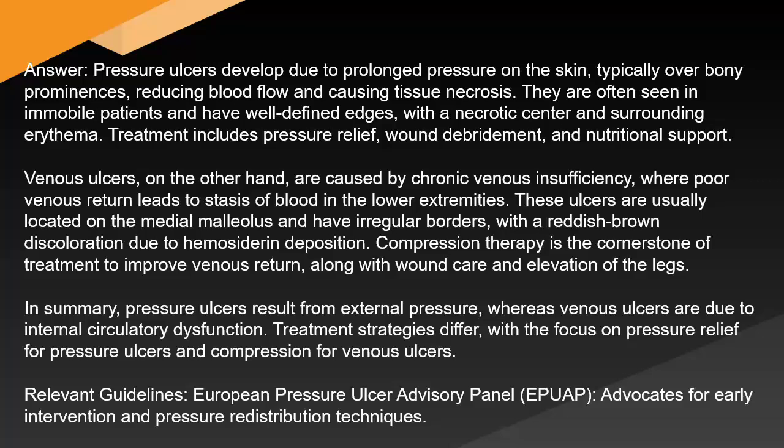Venous ulcers, on the other hand, are caused by chronic venous insufficiency where poor venous return leads to stasis of blood in the lower extremities. These ulcers are usually located on the medial malleolus and have irregular borders, with a reddish-brown discoloration due to hemosiderin deposition. Compression therapy is the cornerstone of treatment to improve venous return, along with wound care and elevation of the legs. In summary, pressure ulcers result from external pressure, whereas venous ulcers are due to internal circulatory dysfunction. Treatment strategies differ, with the focus on pressure relief for pressure ulcers and compression for venous ulcers. Relevant guidelines. European Pressure Ulcer Advisory Panel (EPUAP) advocates for early intervention and pressure redistribution techniques.